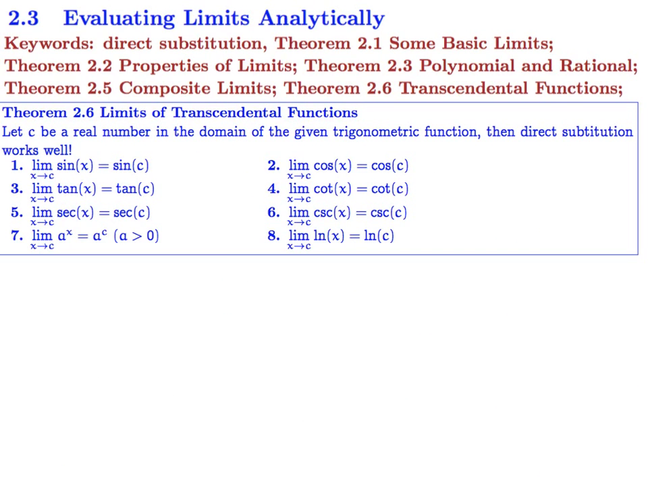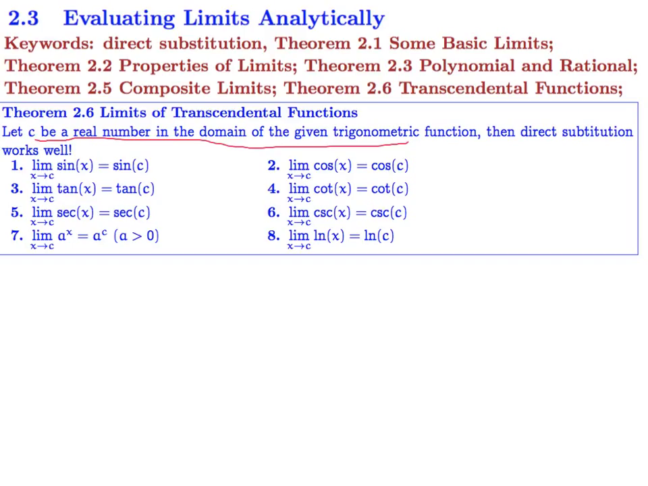So our last property of limits that we want to learn about today is what happens for limits of transcendental functions. So these are going to be our trig functions, sine, cosine, tangent, cotangent, secant, cosecant, and also our exponential and logarithmic functions as well. For all of these functions, basically what's going to happen is as long as the number you're using in your limit is a number in the domain of the given function, you can go ahead and just directly substitute it.